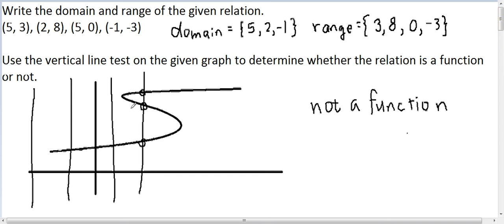So we need to remember that even if the graph passes the test at some of these points, as soon as we can find even one point where the vertical line test fails, then we can say that the relation is not a function.